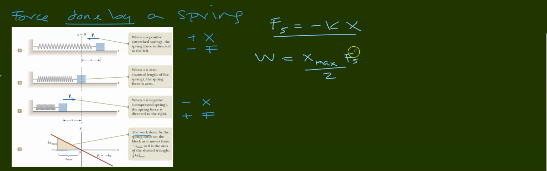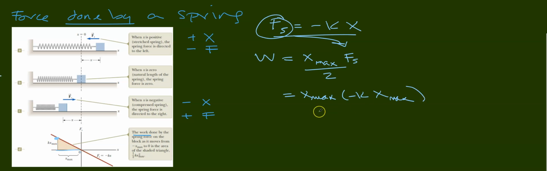Now if we combine, if I plug this here, I get position maximum times the force, but the force is minus k times x, which is also the position maximum, because we're talking about the force here, which happens at x equal maximum over 2. Right? We're going to get that the work is 1/2 k x squared.